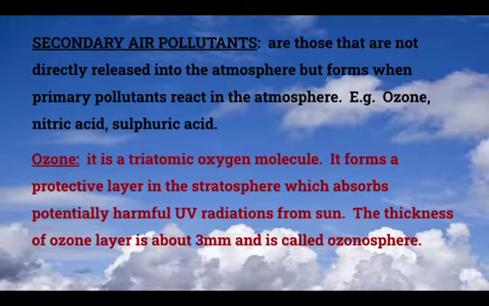Similarly, ozone is also a secondary air pollutant. Ozone is a triatomic oxygen molecule. Why is it called a triatomic oxygen molecule? Because it has 3 oxygen atoms. Its formula is O3. It forms a protective layer in the stratosphere which absorbs harmful UV radiations from the sun. The thickness of the ozone layer is about 3 mm and it is called the ozonosphere.